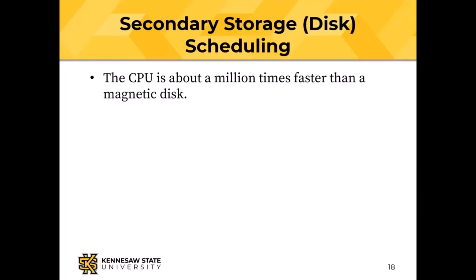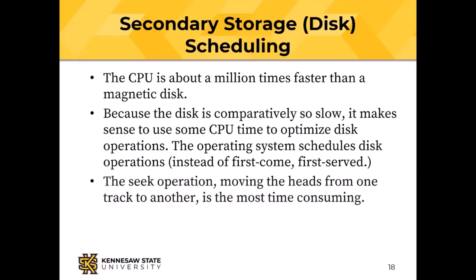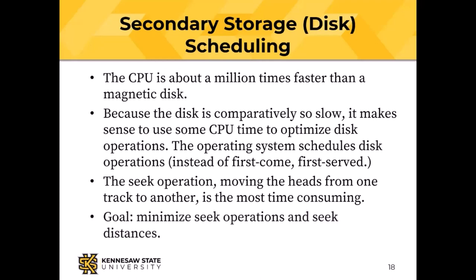All right, disk scheduling, and we're talking about magnetic disks now. The CPU is about a million times faster than a magnetic disk, and it's over 1,000 times faster than a solid-state drive. Because the disk is comparatively slow, it makes sense to use some CPU time to optimize disk operations. The seek operation for magnetic disks, moving the heads from one track to another, is the most time-consuming of the three parts of access time. Remember, we had seek, rotational latency, and then transfer time, with the seek time being the most time-consuming one of those. The goal of disk scheduling, the operating system's goal, is to minimize seek operations. I want to do as few of those as I can.